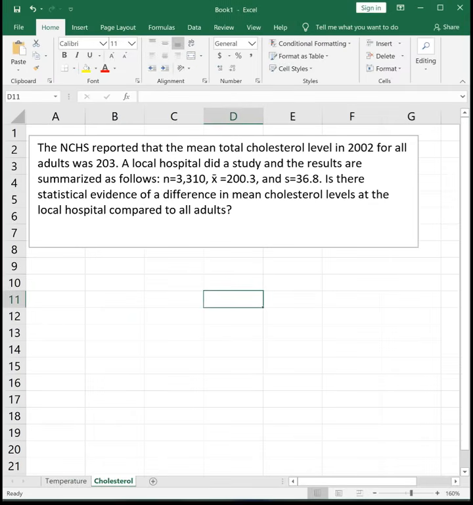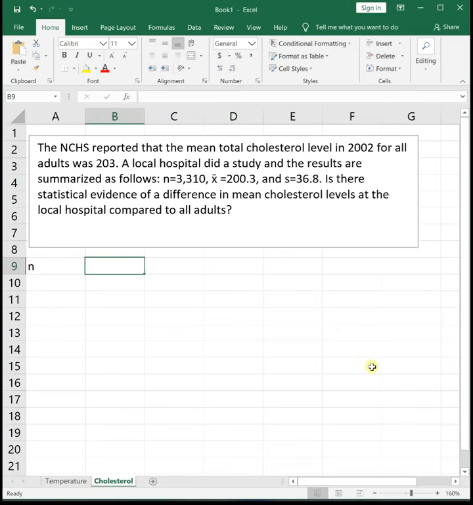All right, next example, looking at cholesterol. So this one says the NCHS reported that the mean cholesterol level in 2002 for all adults was 203. A local hospital did a study and the results are summarized as follows: n equals 3,310, x bar equals 200.3, and s equals 36.8. Is there statistical evidence of a difference in mean cholesterol levels at the local hospital compared to all adults?